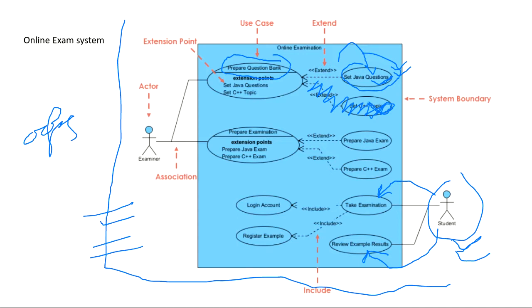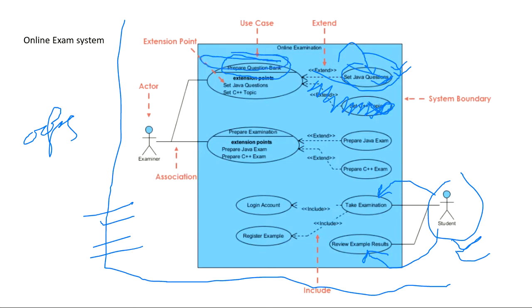Okay, suppose the statement is like this, that there is an examiner who is preparing a question bank and he is setting some Java questions in the paper. So the statement says that he is setting some Java questions in the paper. Now it is not clear whether all the questions are Java questions, or whether some of the questions are Java questions. So you can use either extend, or you can use include, or even you don't have to use anything, you can directly write here preparing some Java questions.